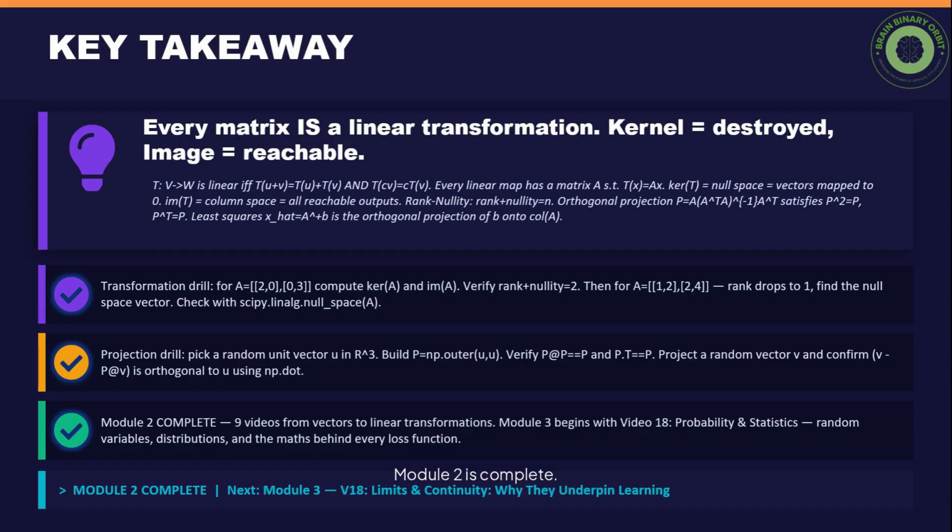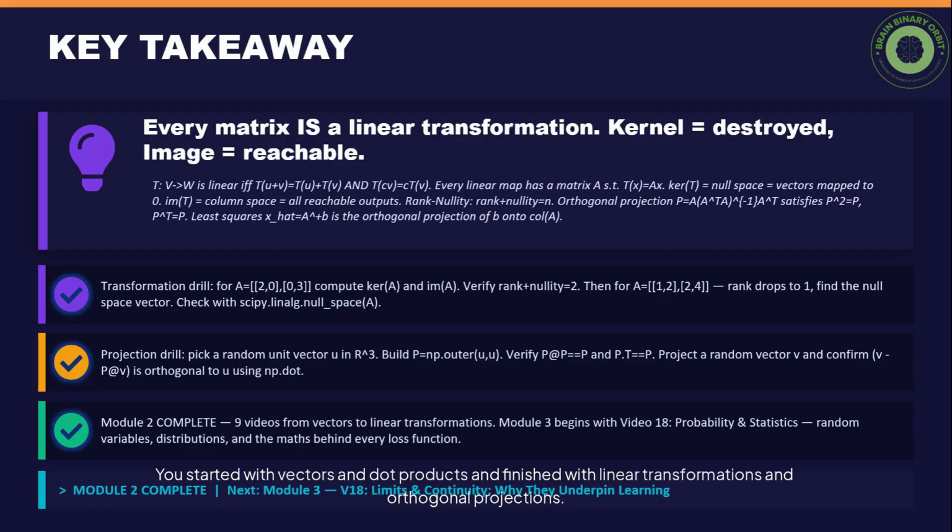Module 2 is complete. Nine videos. You started with vectors and dot products and finished with linear transformations and orthogonal projections. You now have the complete linear algebra toolkit: geometry, matrix operations, eigenstructure, SVD, vector spaces, and transformations. Module 3 is probability and statistics, the language your loss functions speak. Every gradient, every likelihood, every regularizer has probability theory underneath it.